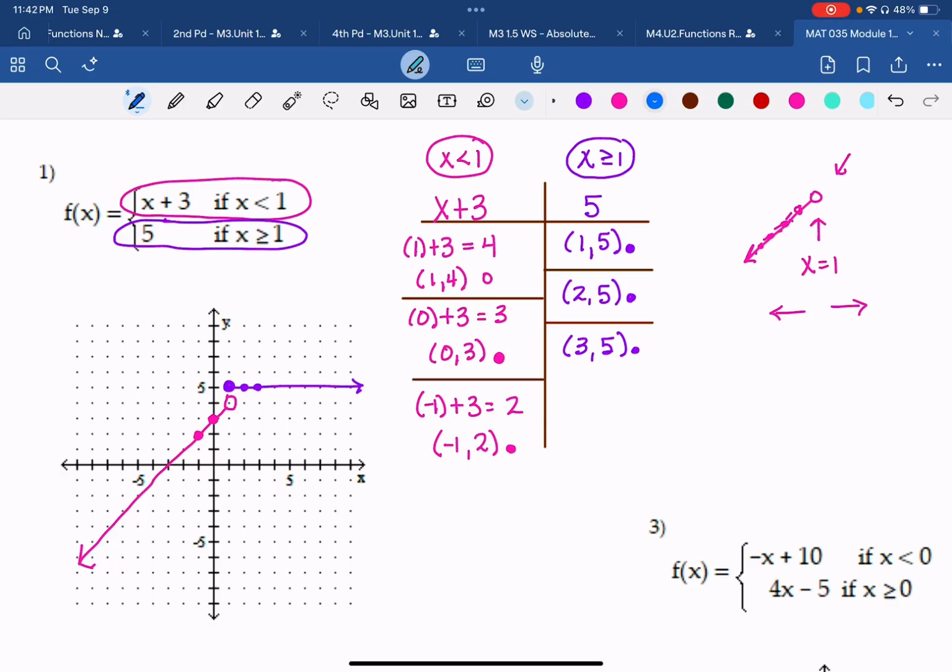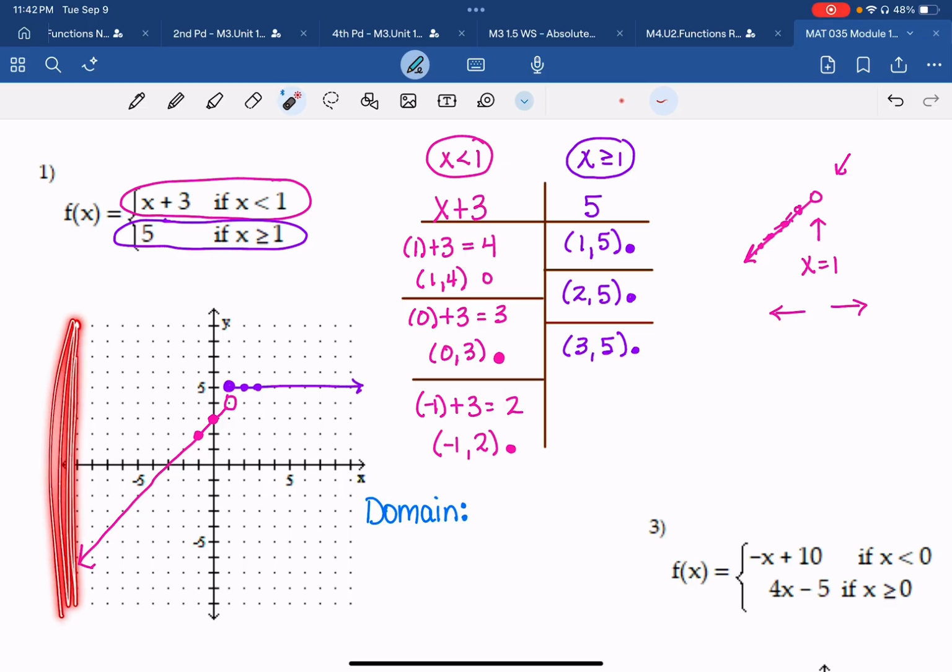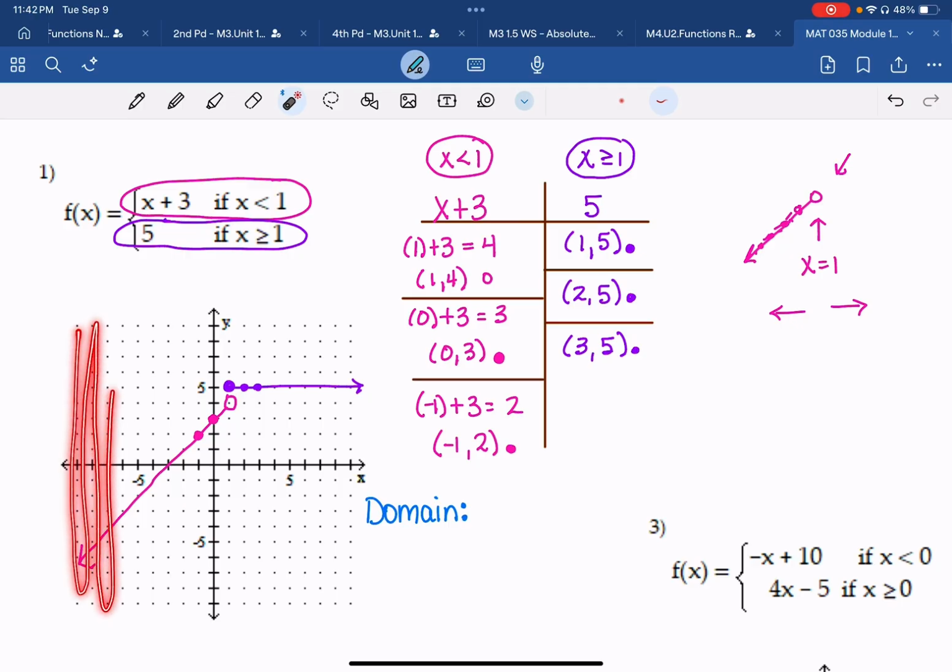Now, if we look at the domain of this graph, the domain is going to be all of our x's. So what we're going to do is think, okay, if I look at the left side of this graph, that's going to keep going forever to the left. I'm basically trying to figure out, did I skip any x values? Are they covered? So I've got x values all here. X's, X's, X's. I've got X's.